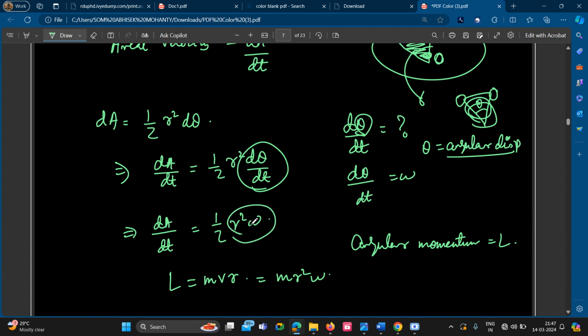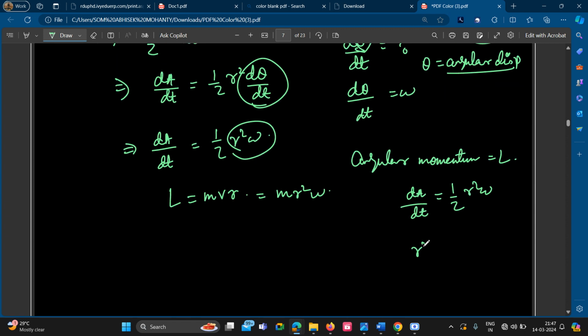And we have here dA by dt is equal to half r square omega. So what is r square omega? R square omega is your 2 dA by dt, because that 2 will go to this side. So in place of r square omega, just put 2 dA by dt. So m into 2 dA by dt is equal to L.